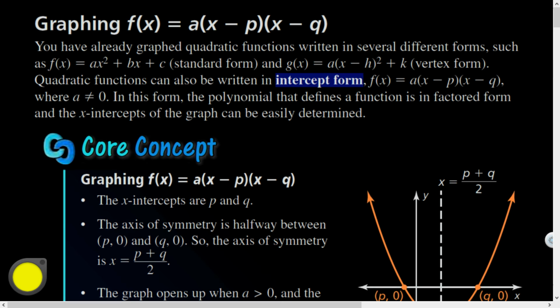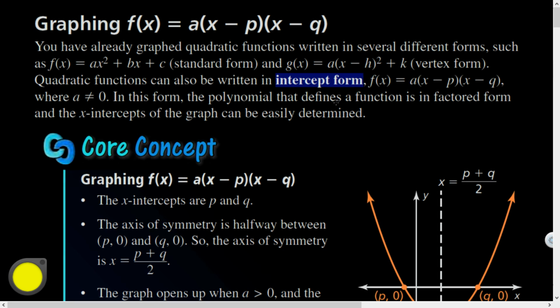Intercept form. You've already graphed quadratic functions written in several different forms, such as f(x) = ax² + bx + c, known as standard form, and g(x) = a(x − h)² + k, vertex form. Quadratic functions can also be written in intercept form, or f(x) = a(x − p)(x − q), where a is not equal to 0, because otherwise it's just going to be a horizontal line.